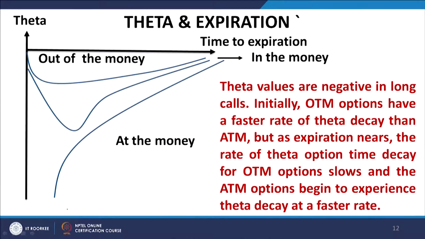This particular curve shows that at the money call options which are very close to expiration have very high thetas, and the out of the money options and in the money options, as they approach expiration, the theta tends to decline or decrease. And this is basically due to the change in time value.